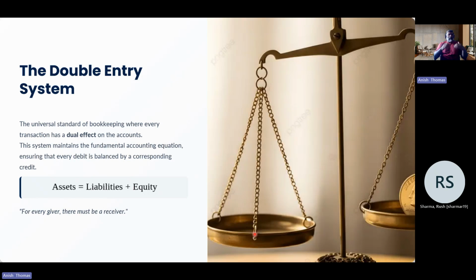Okay. So assets are generally denoted by debits, whereas liabilities are generally denoted by credits, and equity is also there. We'll see this in detail once we come to the later chapters of the basics of accounting.